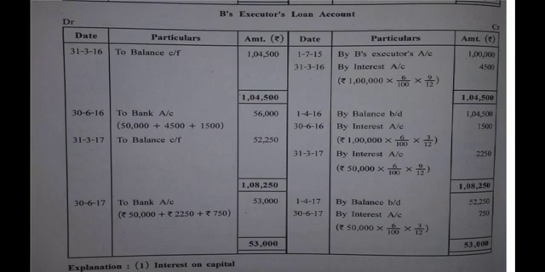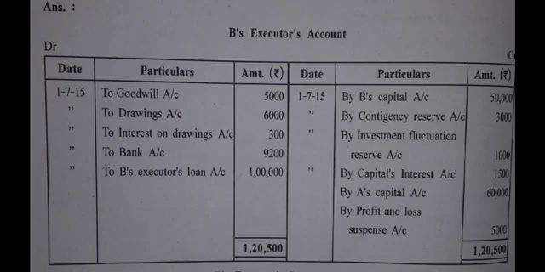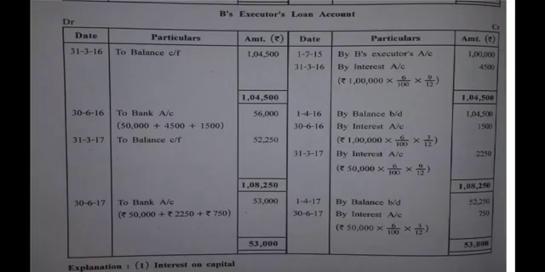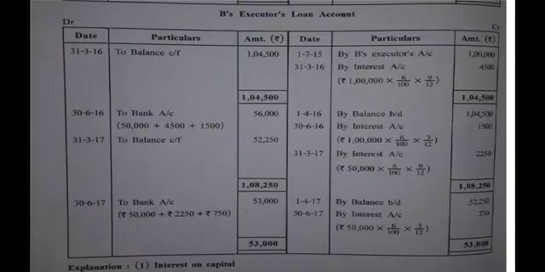B has died on which date? The last date of the 6th month. If you will see here, 30/6/15. So the amount of loan is on 1/7/15. On the credit side you can see 1/7/15 by executor's account 1 lakh. See here, on the debit side loan account 1 lakh you have written, and this amount has been transferred to the loan account. 1/7/15 by executor's account 1 lakh.